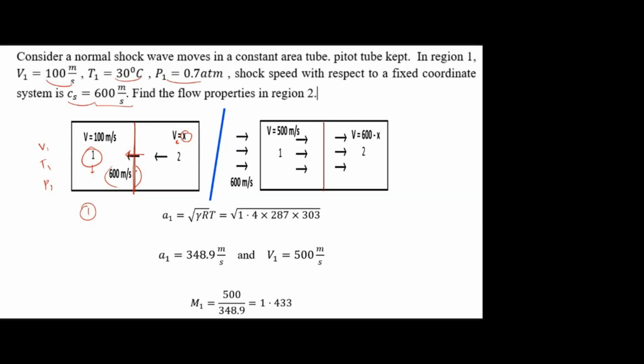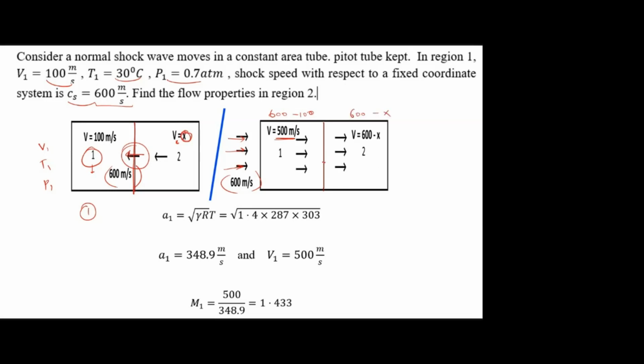We have to convert the moving shock into a stationary one. Similar to the speed of sound derivation, we assume another flow in the opposite direction with a velocity equal to this wave velocity. Previously it was 100, now it is 600 in the opposite direction, so it is 500. Similarly here, previously it was x, now it is 600 minus x.